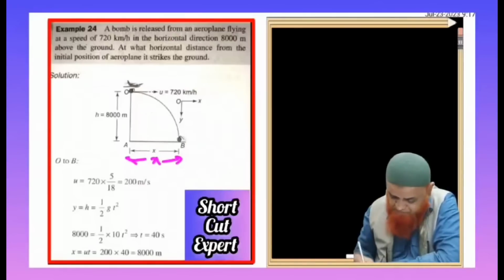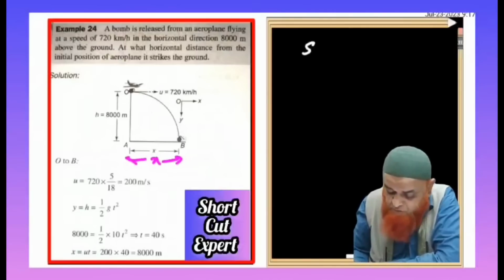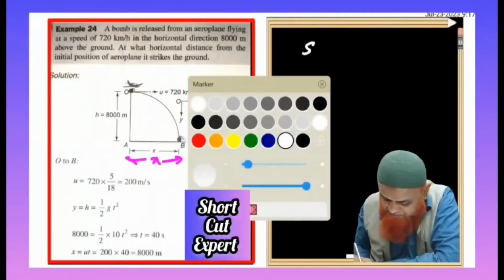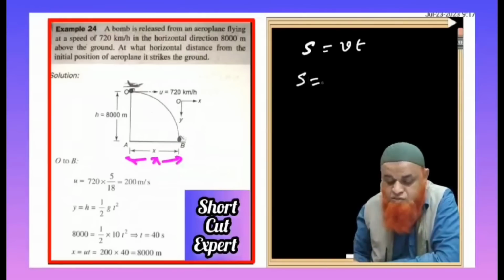I'm going to prove it today, and you will wonder how easy it is. You all know he's asking us to find the horizontal distance. I'm going to write here: horizontal distance is equal to velocity into time.